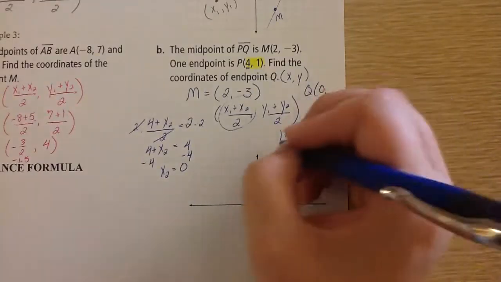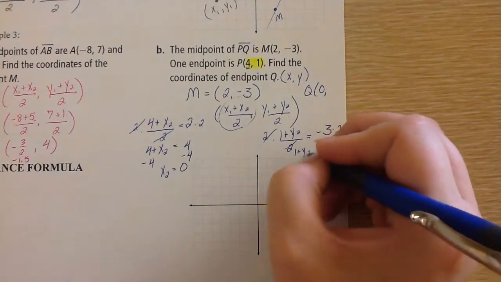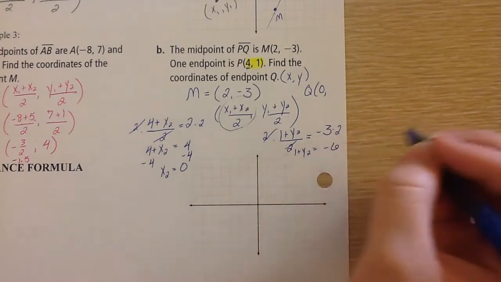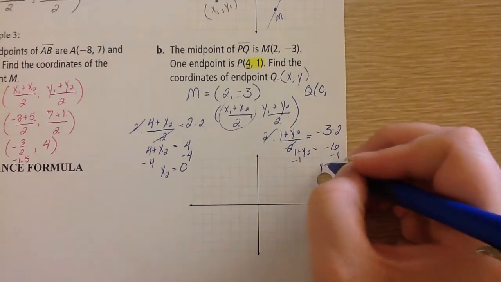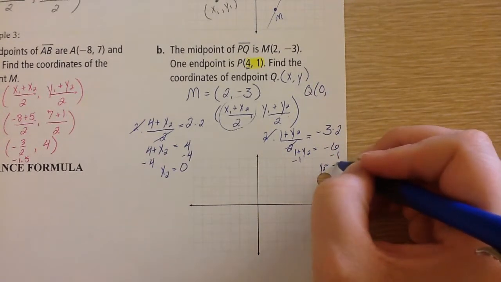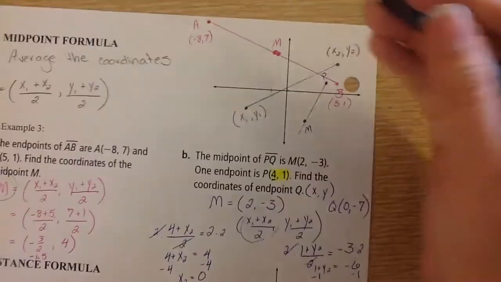Now to find the y, I do the same thing here. Let's multiply both sides by 2. 1 plus y2 equals negative 6. Now I subtract 1 from both sides. So y sub 2 is negative 7. So my point Q is at 0, negative 7.